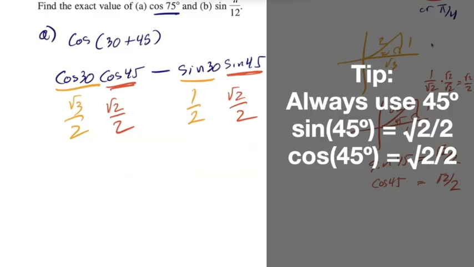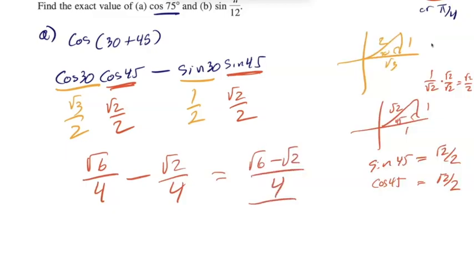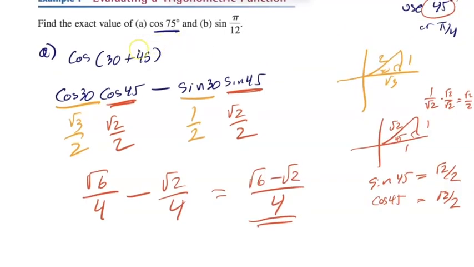And then we just do the math. Rad 3 times rad 2 is rad 6 over 4 minus square root of 2 over 4. Combine that, square root of 6 minus square root of 2 over 4. That's what cosine 75 is. And that's how we use sum and difference formulas, by doing it that way.